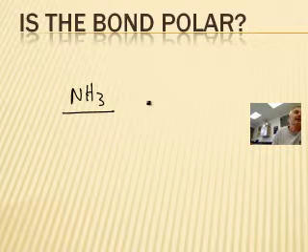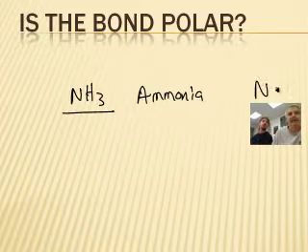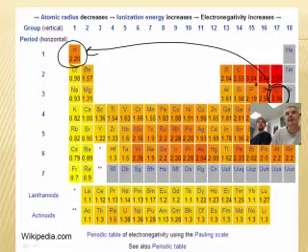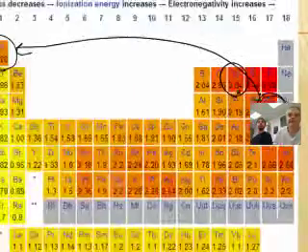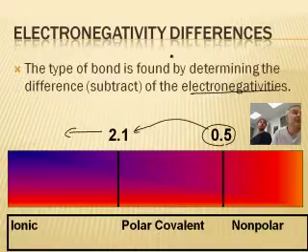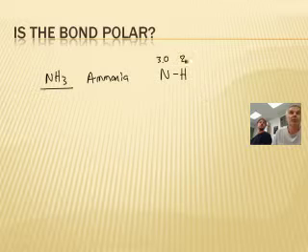NH3. NH3 is known as ammonia. You may have cleaned your house with ammonia. Now, we're just going to look at the N to H bond. If I find nitrogen and hydrogen, nitrogen here is 3.04. Let's round to the nearest tenth, so that's 3.0. I'll label this as 3.0, and the hydrogen is 2.2.